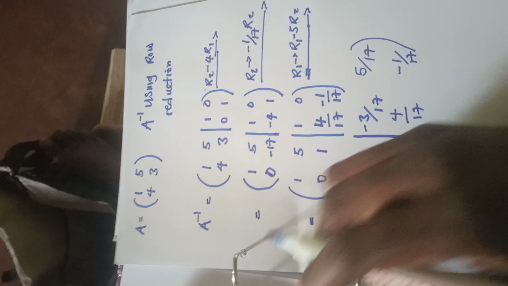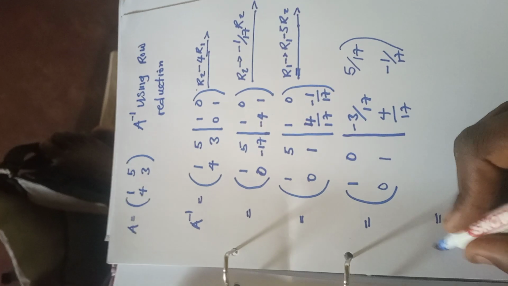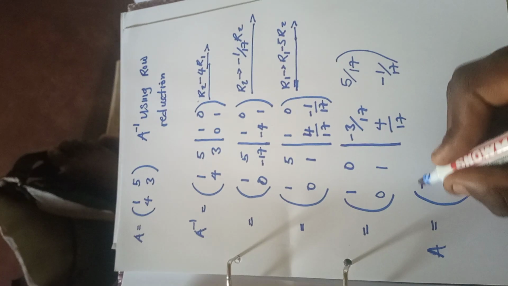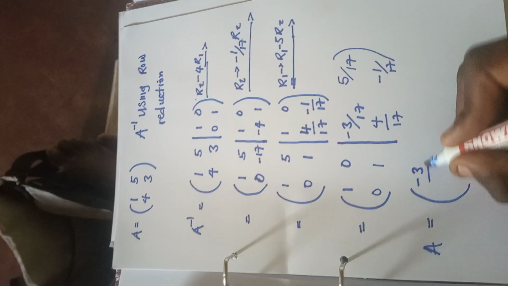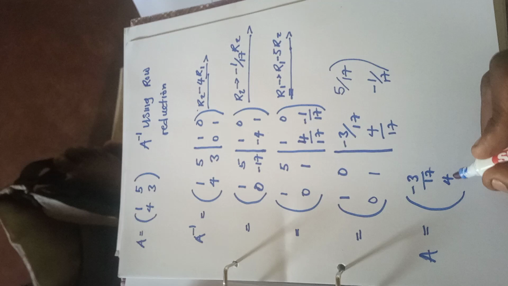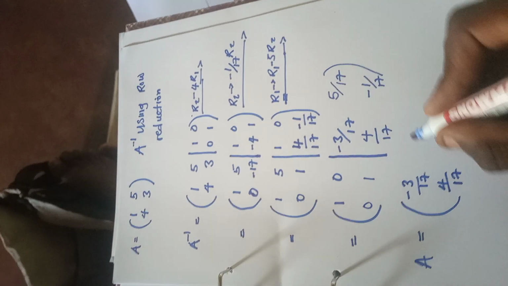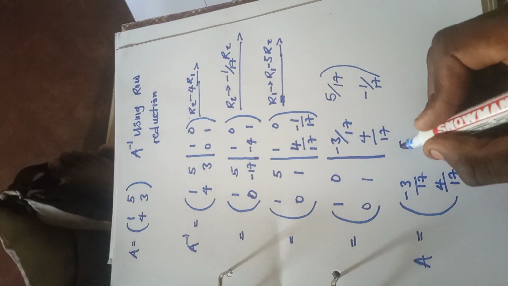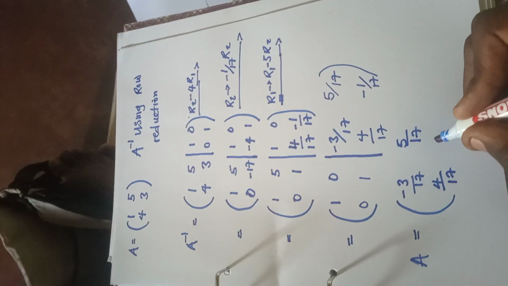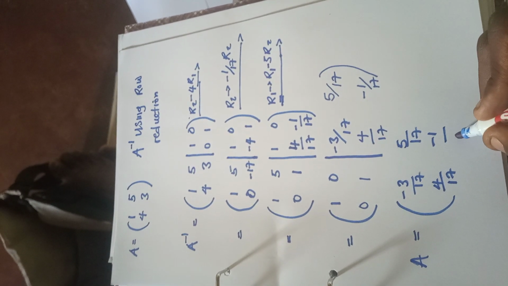So under row reduction, I'll say our inverse for A under row reduction is this other part. I'll say negative 3 over 17, 4 over 17, 5 over 17, and negative 1 over 17.